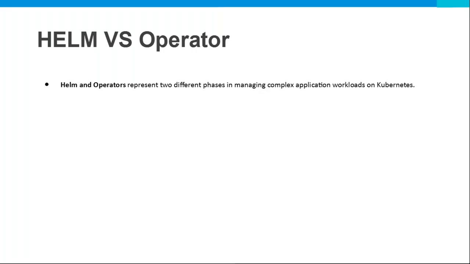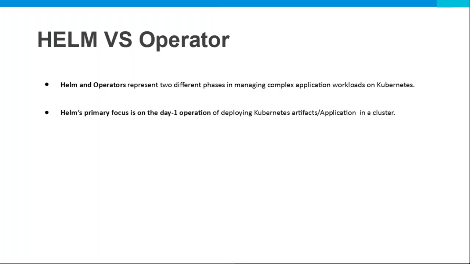So what are the major differences between operator and Helm? Both of these services are two different phases of managing complex workloads on Kubernetes. I'm talking about Kubernetes right now because the demo that I'm giving is on Kubernetes, but this is the same on OpenShift as well.